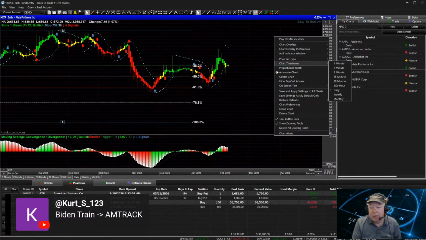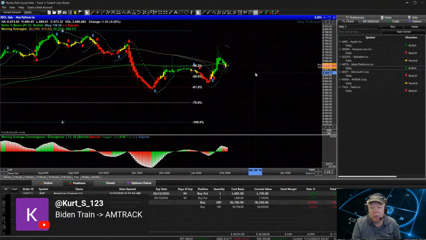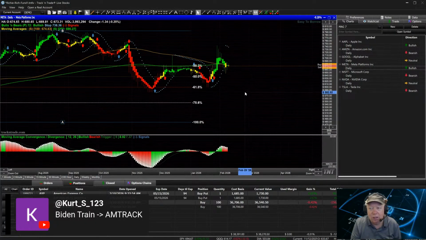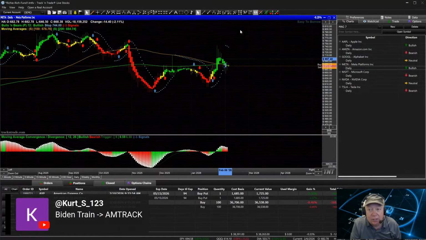Where's our moving averages? Come on, moving averages. Oh, that's why, because that was the other portfolio. Here, we'll save and apply this to all charts. There we go. Now they're on all of them. So now we've got this down here. We're getting ready to rock and roll to the next level up, right?